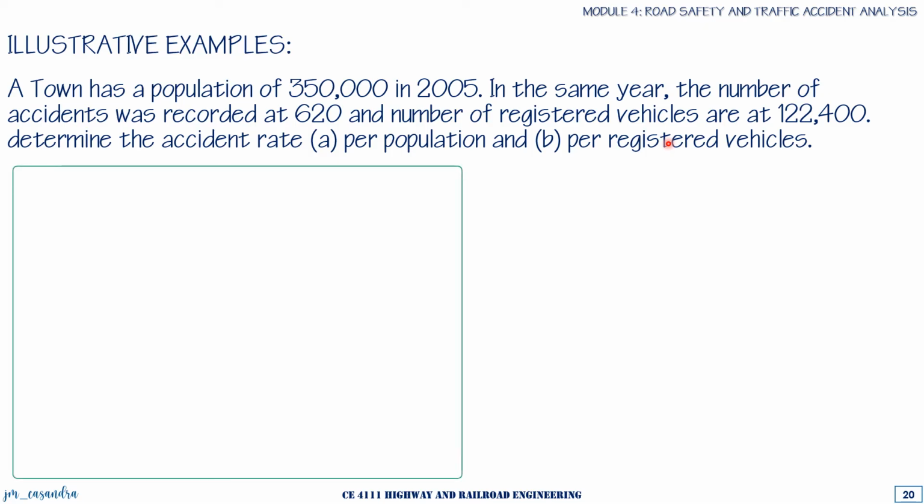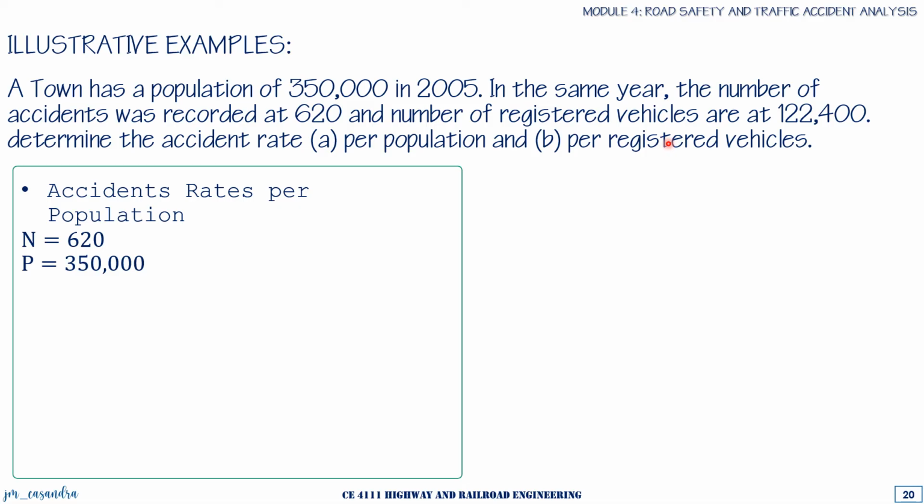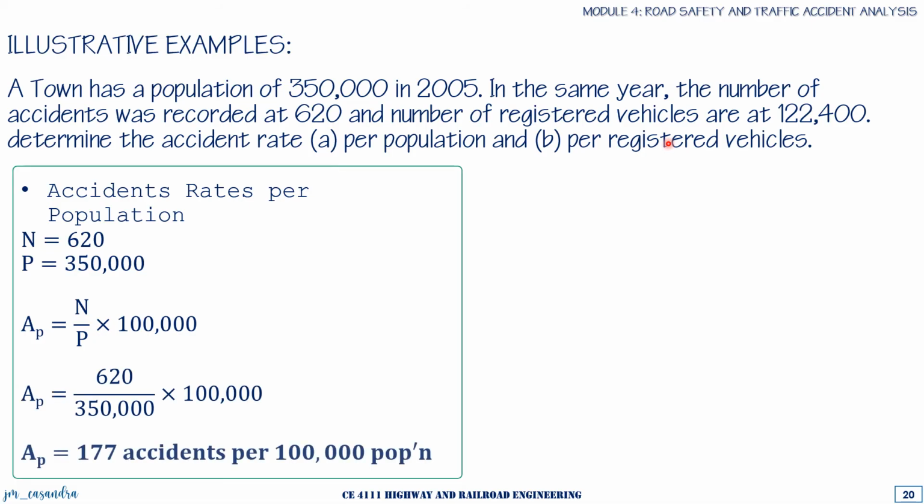So for our solution, the accident rate per population, we're given number of accidents at 620, population is at 350,000. So just apply the equation for accident rates per population, which is N over P times 100,000. So substitute the values, we have 620 over 350,000 times 100,000. So we get now a value of 177 accidents per 100,000 population. So for every 100,000 population, we could approximate that 177 accidents would happen. Okay?